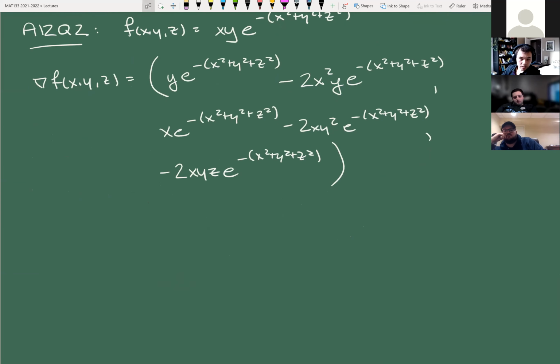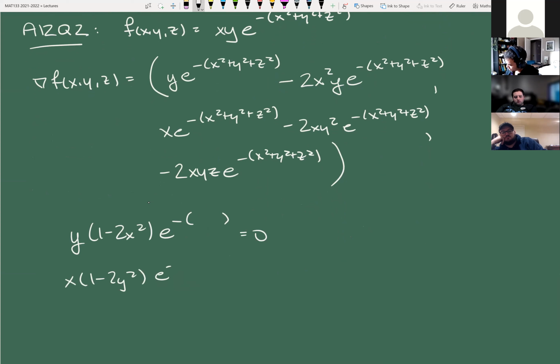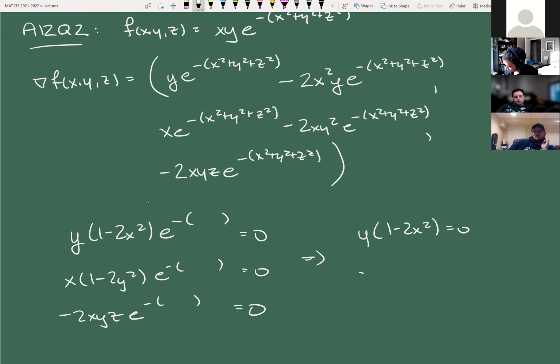And if I factor out some exponentials, I'm going to get y times 1 minus 2x squared e to the stuff is equal to 0. X times 1 minus 2y squared e to the stuff is equal to 0. And then negative 2xyz e to the stuff is equal to 0. And the exponential is never 0, right? So you can basically get rid of it. And now you're left with this system of equations. And then I'm going to get rid of the negative 2 here because it's just sort of annoying. xyz is 0.